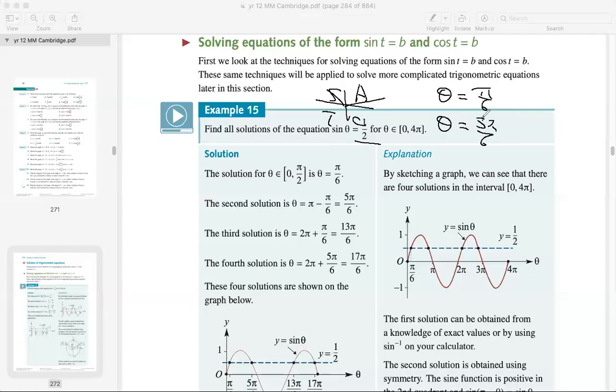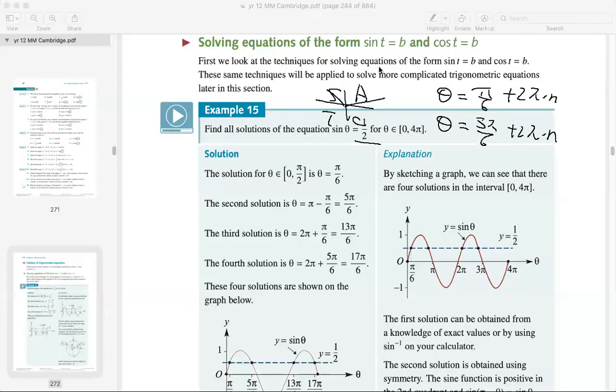And after that, we can do it this way. Because the period is 2 pi, we can directly write pi on 6 plus 2 pi n and 5 pi on 6 plus 2 pi n, where n is an integer. So this is our general solution for theta. Every time I take one whole revolution, I can get exactly half as required.